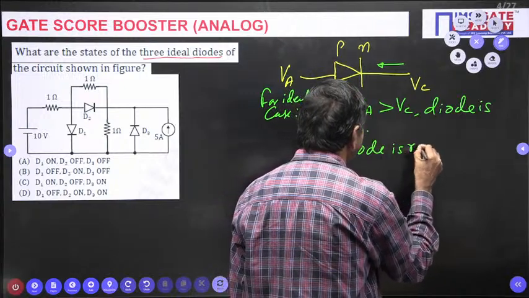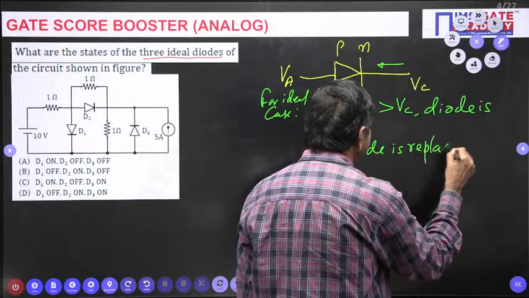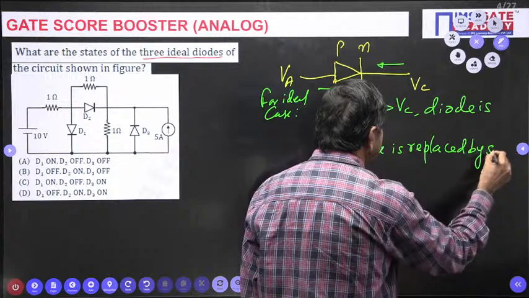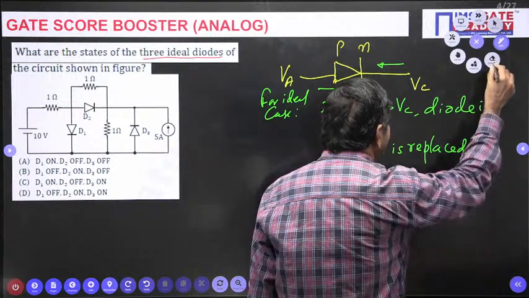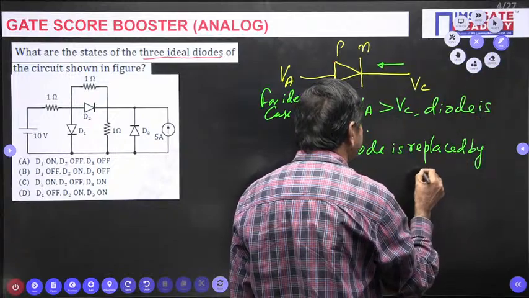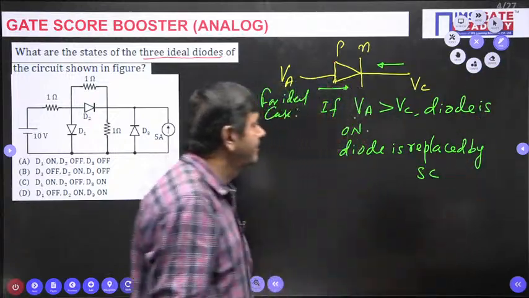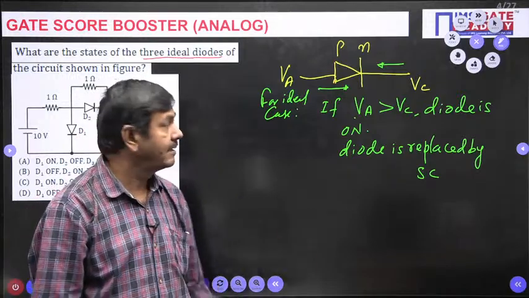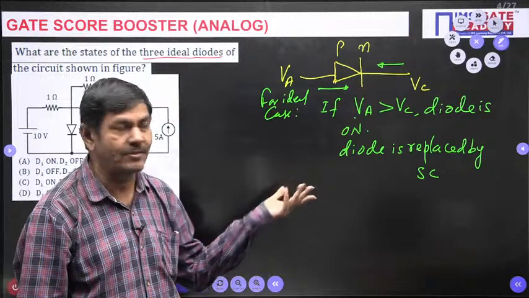The diode is replaced by a short circuit. When can we use a short circuit, sir? If it is forward bias, it must be replaced by a short circuit only. Anode potential greater than cathode potential means the diode is forward biased.